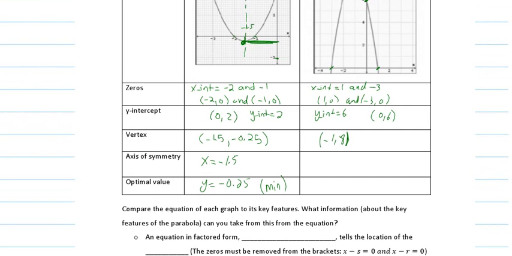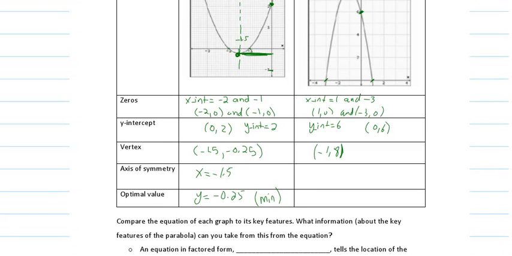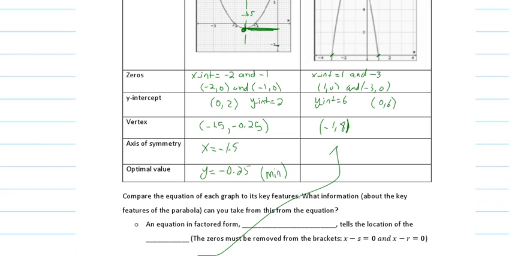All right, what's your axis of symmetry? So x equals negative 1. And what is your optimal value? y equals 8. Good.